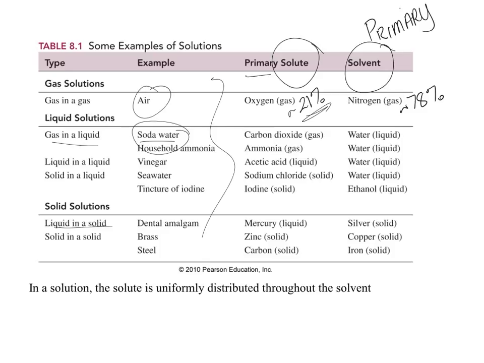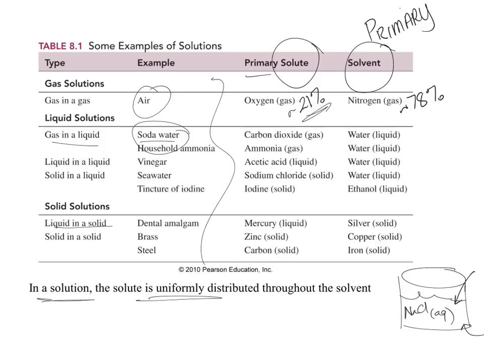And if you look here, look at this table, you see lots of very common things that you probably have heard of before. In the solution, the solute is uniformly distributed through the solvent. So for instance, let's say you had a beaker with sodium chloride solution. Okay, if you took a sample from the top and if you took a sample from the bottom, you would have the same concentration of solute, sodium chloride, at the top as you would at the bottom. That's what uniformly distributed means.